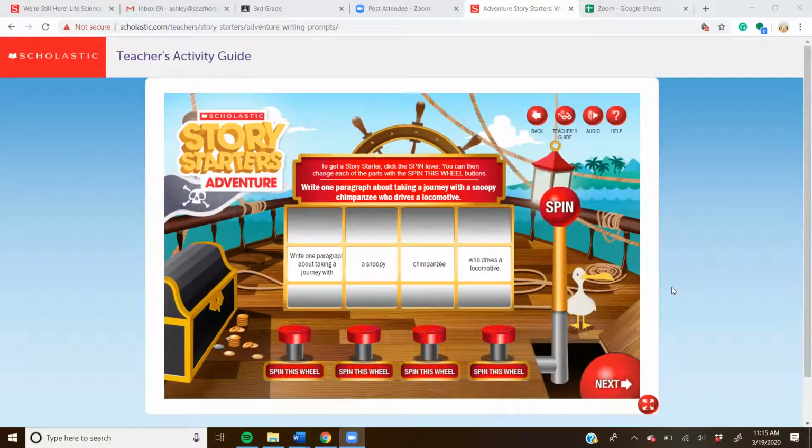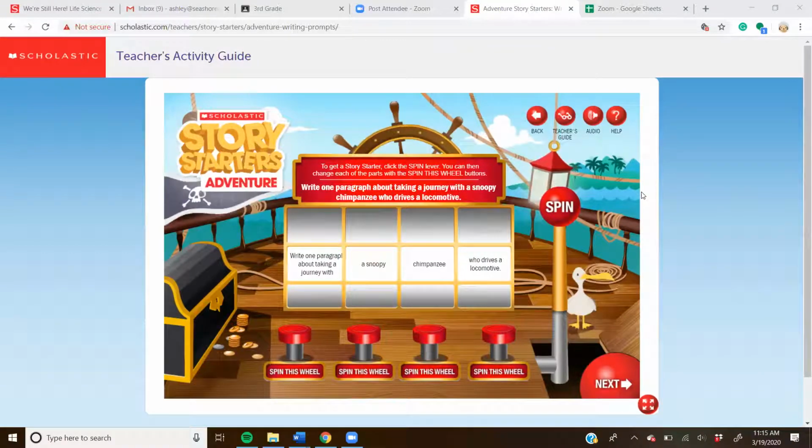Does anybody else have a story? If you don't share it out loud, I'm going to ask you to upload your sentences on Google Classroom so that I know that you are participating, or type it into the group chat.